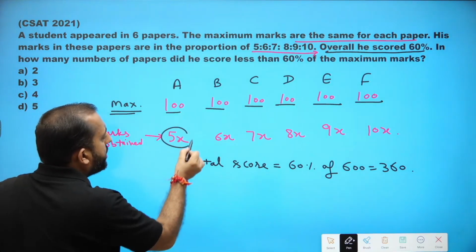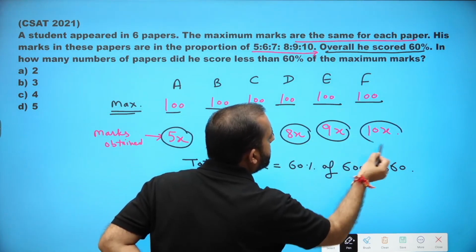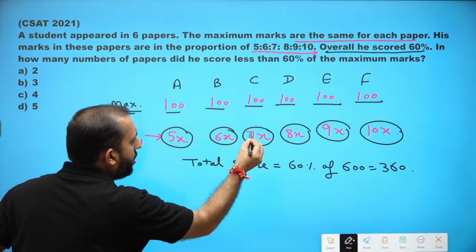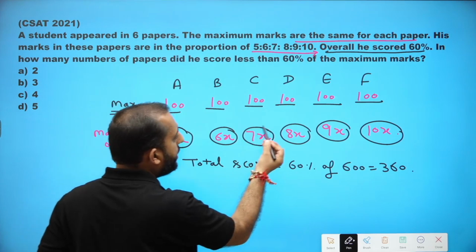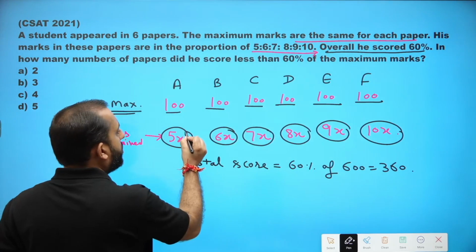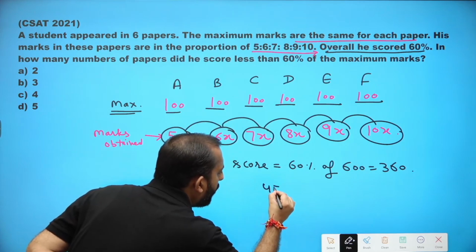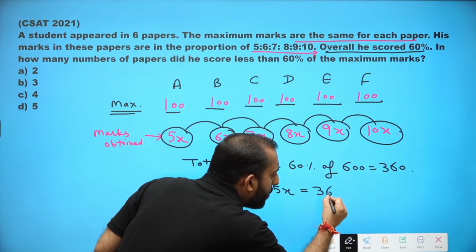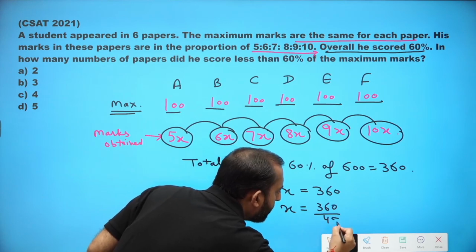So 5x plus 6x plus 7x plus 8x plus 9x plus 10x. If we add all these, it comes out to be equal to 5 plus 6, 11 plus 7, 18 plus 8, 26 plus 9, 35 plus 10, 45. So if you add all these, this will give you his total score, which is 45x. His total score is also equal to 360. So from here, x comes out to be equal to 360 upon 45.